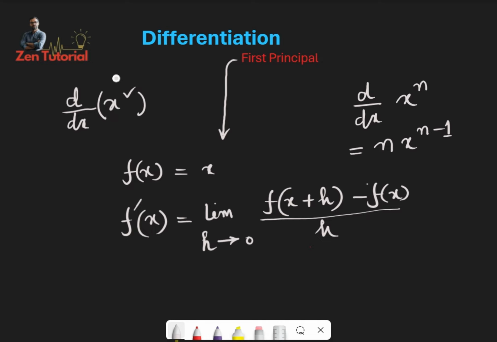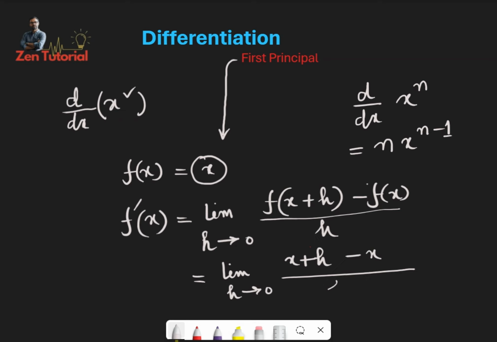As we differentiate x, the function, this is the answer. This is the rule we have to follow. So what will be the final value? Let's try. So h tends to 0, and what is f of x plus h? If f of x is equal to x, then f of x plus h means x plus h, and f of x is equal to x. So let's plug in the x and over h.